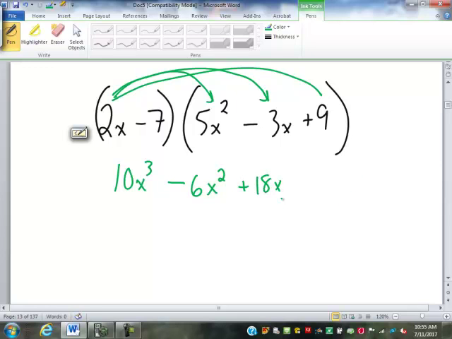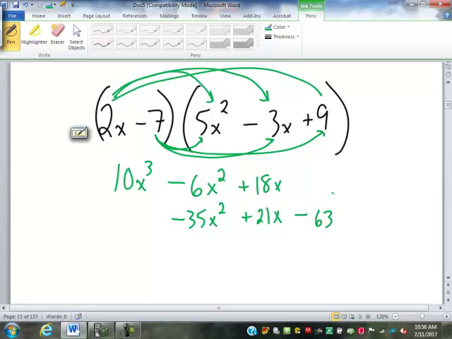18x. Now when we move to the next digit, we've got to be careful to line things up. Negative 7 times 5x squared: negative 35. And it's x squared, so I'm going to put it under the other x squared. I could put it over here and then just combine them, but it's easier if I put them under. Negative 7 times negative 3x: positive 21x. Negative 7 times 9: negative 63.